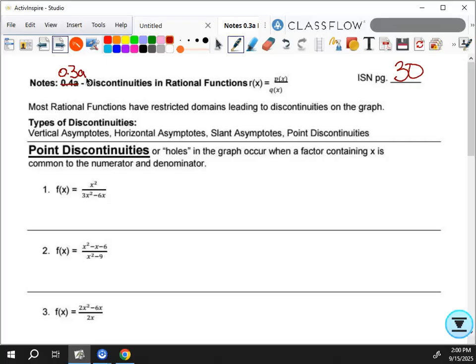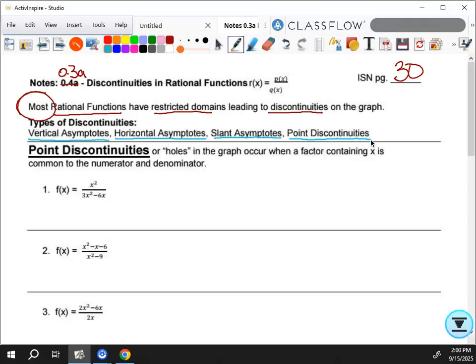All right. So most, not all, but most rational functions have restricted domains leading to discontinuities. Probably all of the ones we're going to look at, because they're the interesting ones. I'll probably show you at least one that falls into the rational category that doesn't have any vertical asymptotes or discontinuities. But asymptotes are not our only kind of discontinuities. All right. Our discontinuities are: vertical asymptotes, horizontal asymptotes, slant asymptotes, and point discontinuities.